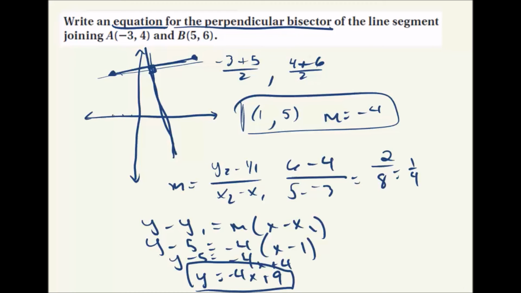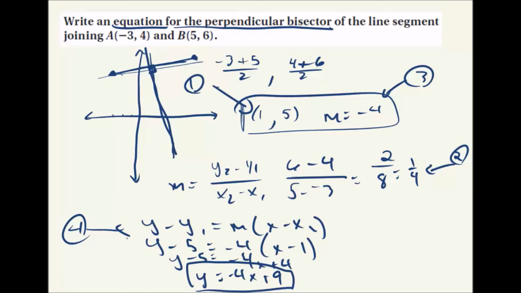And this really had 4 steps. The first step was to find the midpoint. That was step number 1. The second step was to find the slope. Step number 2. The third step was to find the perpendicular slope. That's an easy step. And the fourth step is use the perpendicular slope and the point to find the equation of the line.